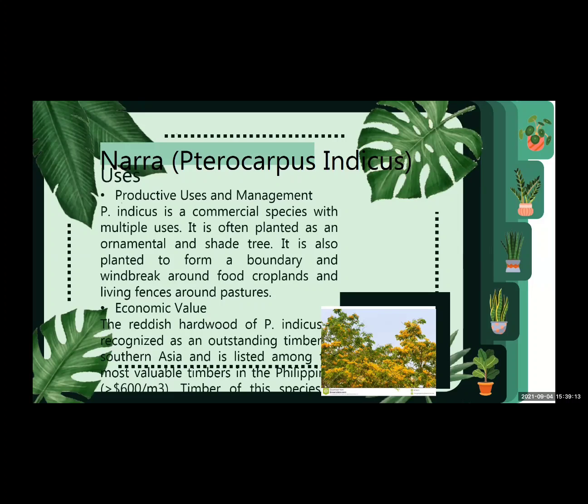So uses niya, productive uses and management. P. indicus or Pterocarpus indicus is a commercial species with multiple uses. It is often planted as an ornamental and shade plant. It is also planted to form a boundary and windbreak around food plants, and living fences around pastures. Economic value: the reddish red hardwood of P. indicus is recognized as outstanding timber of Southern Asia and is listed among the most valuable timbers in the Philippines.